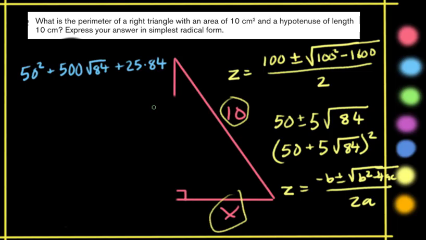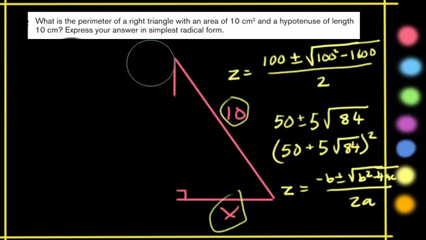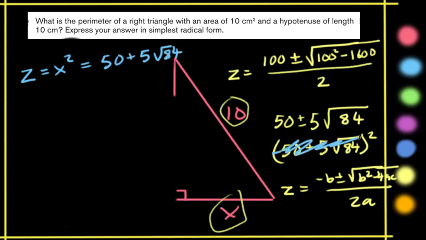No, I was supposed to take the square root. Is that right? Because z was x squared. I'm doing this completely wrong. Okay. Ooh, good thing I caught that. Yeah, I got mixed up there. We said that z was equal to x squared, and it was also equal to 50 plus 5 square root of 84. So yeah, I don't want to be squaring this thing. I want to be taking the square root of this thing to get to x, right?